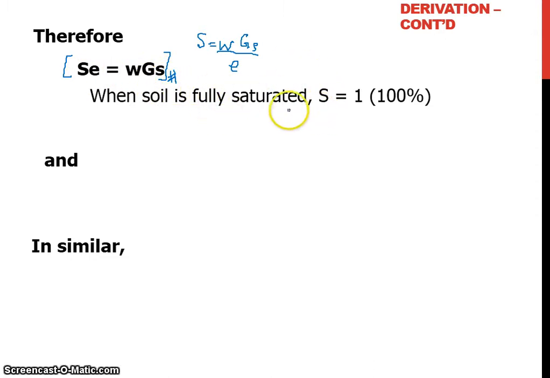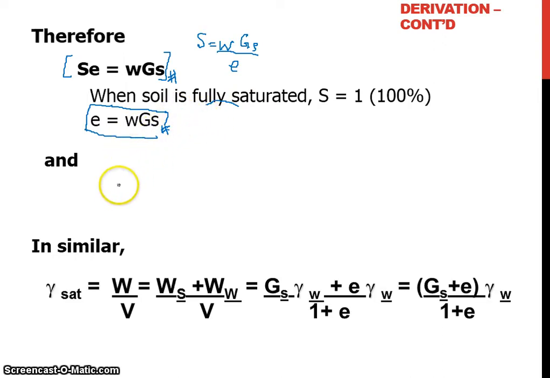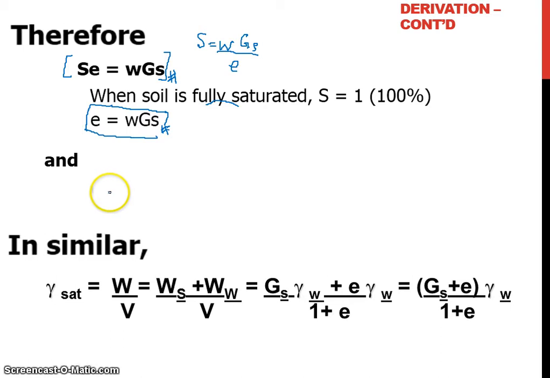Okay, and when we have a fully saturated condition, when S equals 1, what happens to the equation? When S is 1, we have e equal to wGs. So this is another term of the void ratio, with the fully saturated condition only. Okay, next. So from here, this is another way to define the void ratio also.